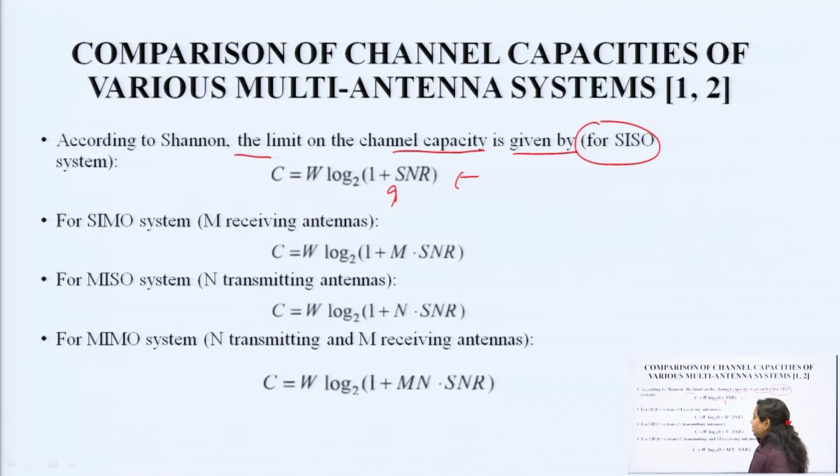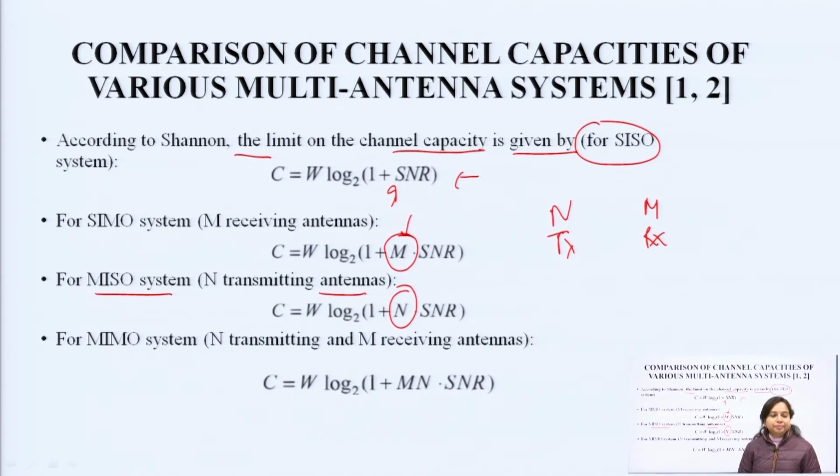The second formula is for single input multiple output, meaning multiple receivers are there. N is the number of transmitters, M is the number of receivers. In case of SIMO, M receiving antennas are there, so this will be multiplied by M signal to noise ratio. In case of MISO, that is multiple input single output system, N transmitting antennas are there, so in the case of the transmitter, it will be multiplied by N.